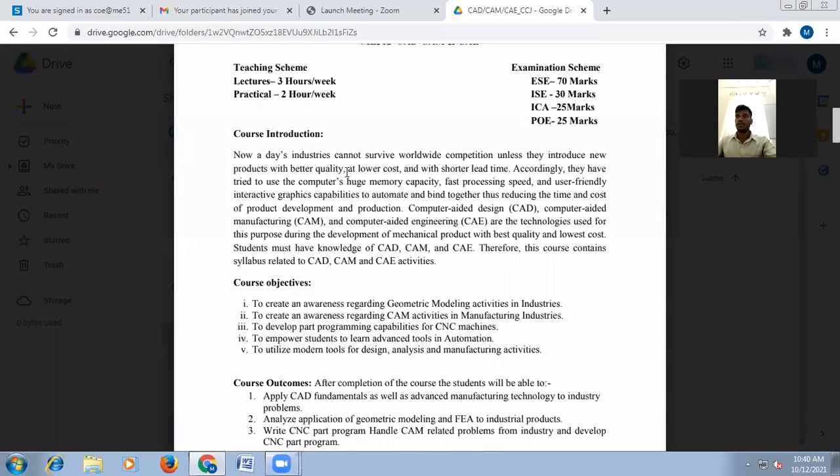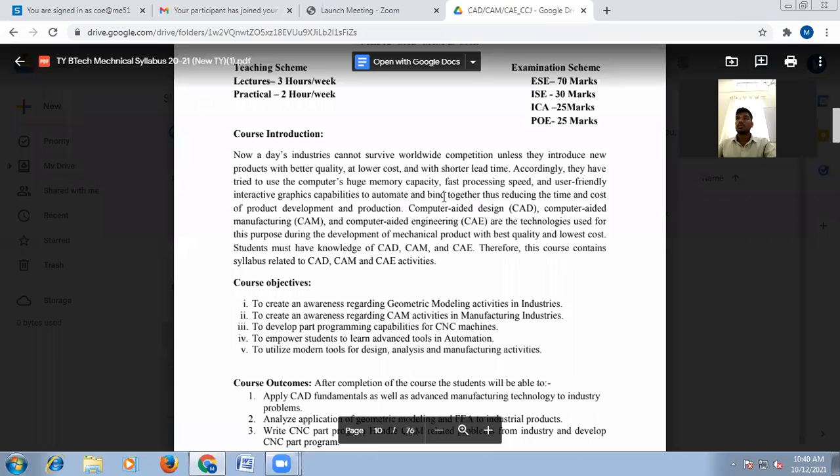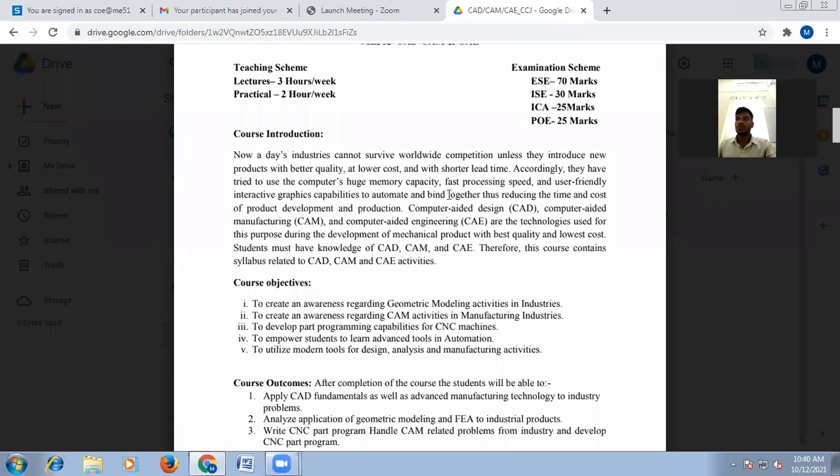Okay, so after this first step, we have to go for a computer with huge memory capacity, fast processing speed, and user friendly interaction. Okay, so at the time of the configuration, whenever you are going to do any CAD phase, CAM phase, and CAE phase, your computer should have a huge memory capacity, fast processing speed, and user friendly interaction.